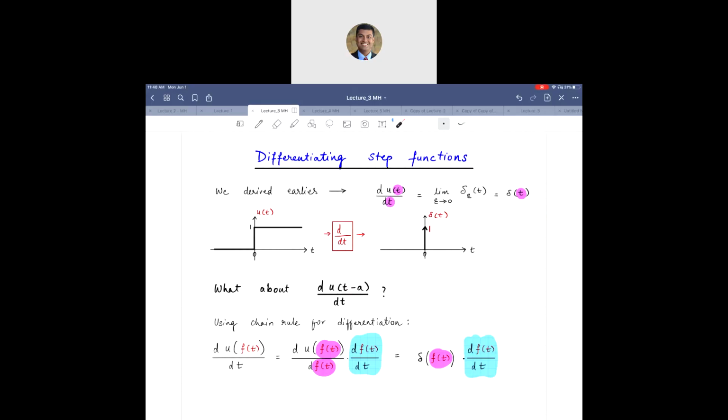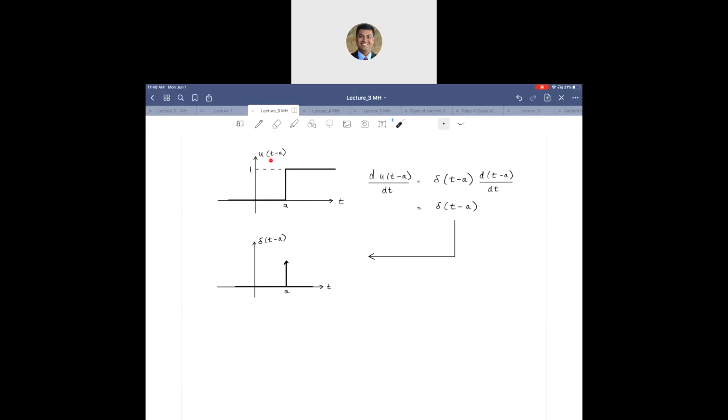All right. Now using this chain rule, we can move on to the next step. u of t minus a is, if I assume that a is positive, then I'm moving it to the right. Otherwise, if a is negative, then I'll be advancing it, moving to the left. But in any case, this is how u of t minus a would look, no matter where a is, positive or negative. If you want to differentiate this function with respect to time, based on the chain rule application we did just now, it would be delta of t minus a or delta of f of t, and then differentiate f of t, in this case t minus a, with respect to time. So that would be delta of t minus a, because the derivative of t minus a with respect to time is simply 1.